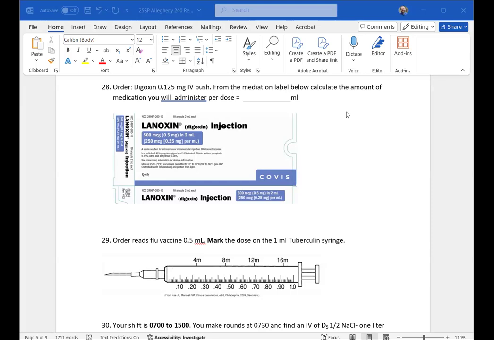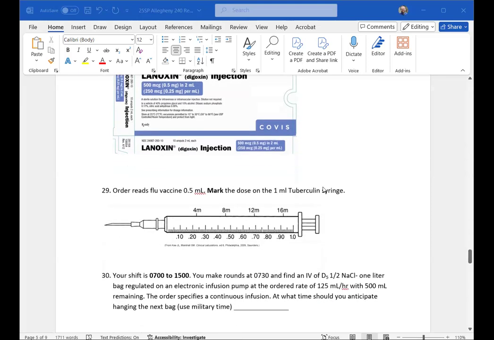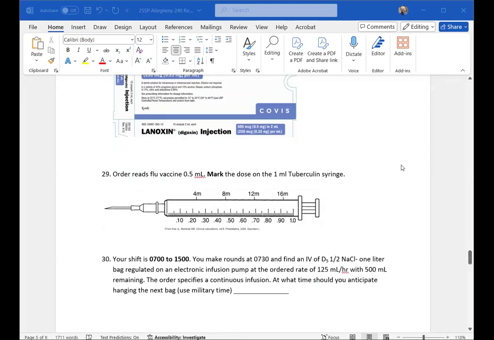from the packet. The first one is number 29, and this is just a marking of the syringe. And this syringe is a little bit tricky, okay? Because it doesn't clearly indicate any of the units on here, but it says the order reads flu vaccine 0.5 ml, mark the dose on the 1 ml tuberculin syringe.